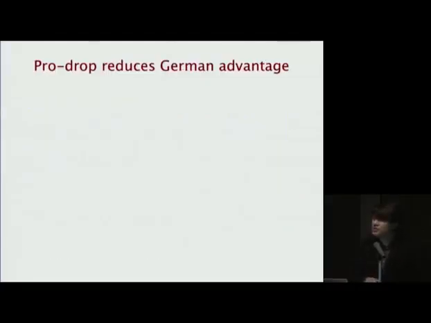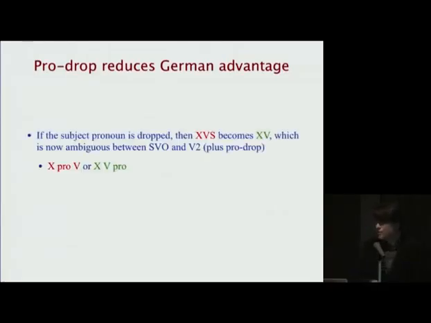So what's going on? We should keep in mind that French was a pro-drop language. If a subject pronoun is dropped, you get something like this: a sentence that would usually be inconsistent with SVO grammar, but if you drop the subject pronoun, it becomes XV. That's consistent with SVO grammar as long as you allow pro-drop. So this is a case where you can posit an empty category on either the left or right side of the verb.